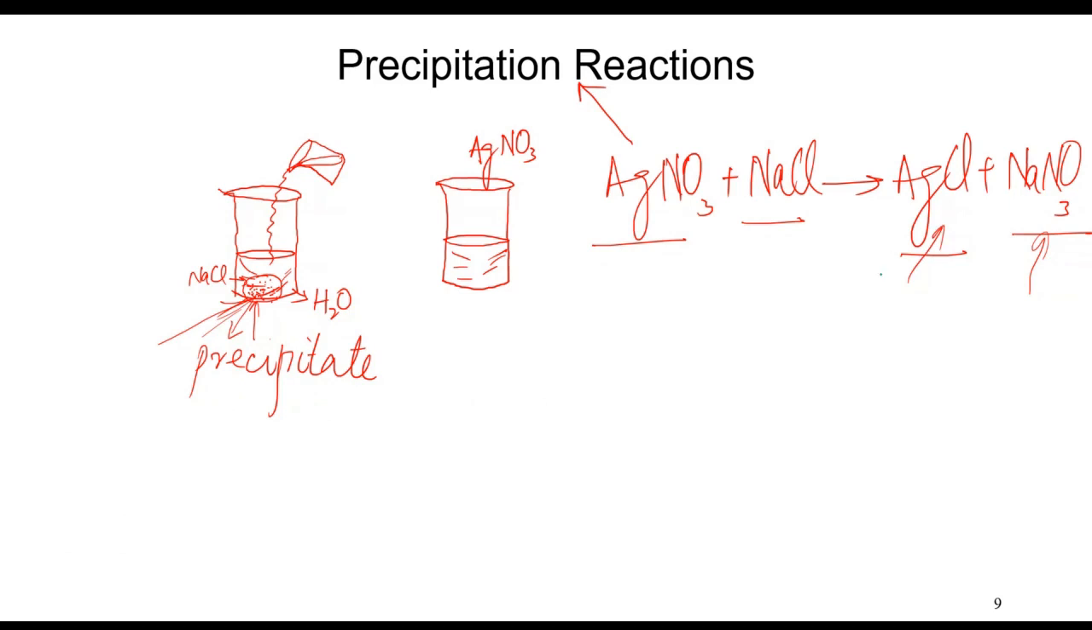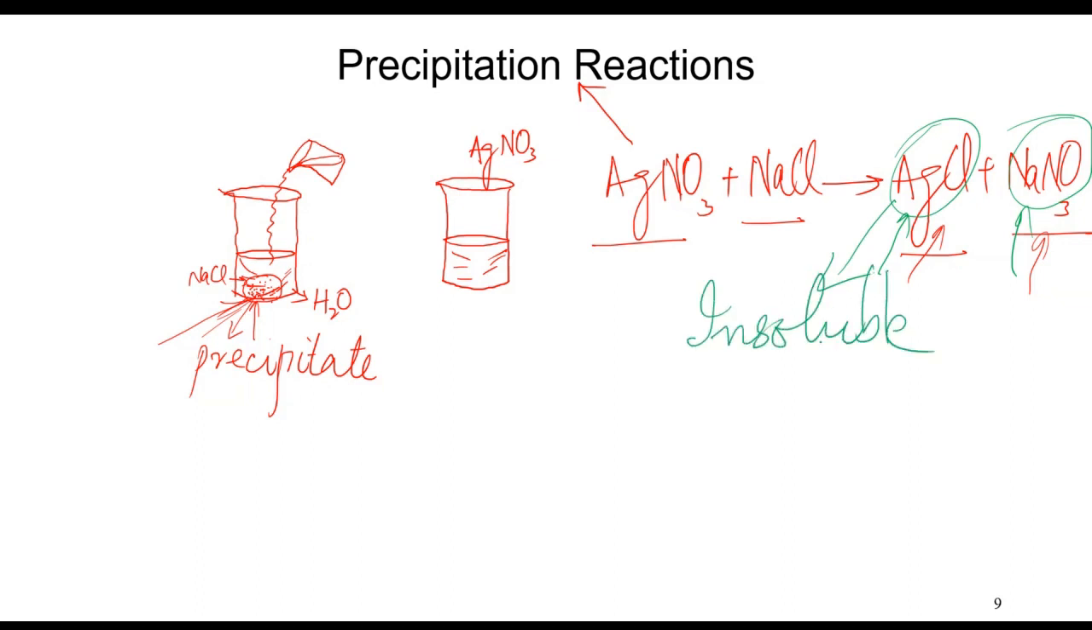It is AgCl. Why is it AgCl? Because this AgCl is insoluble in water. That's why it becomes a solid. This NaNO3 is soluble in water, that's why you cannot see it. But you will see this AgCl as a white solid.